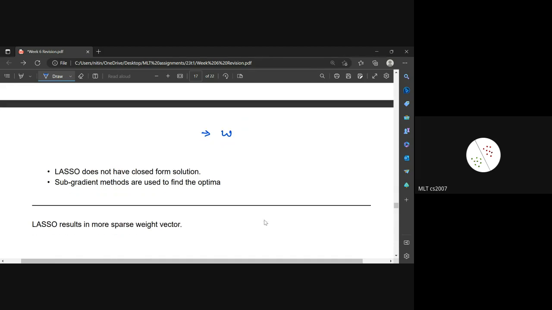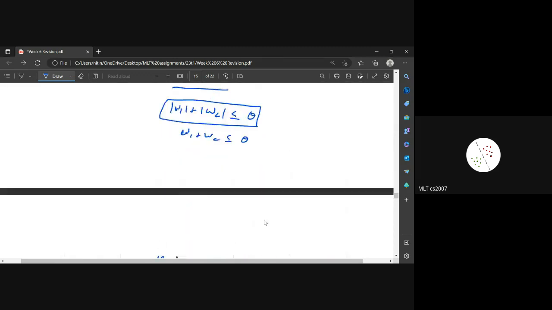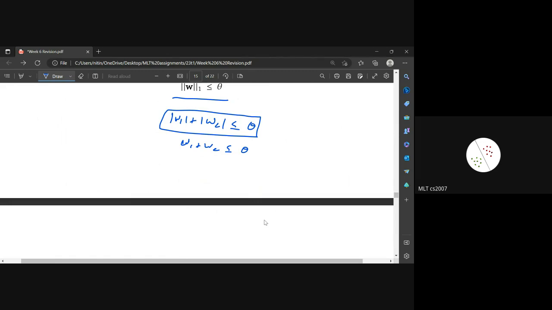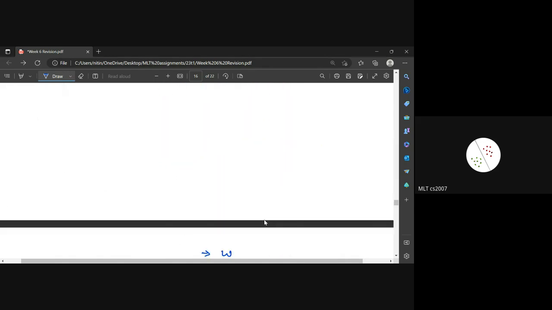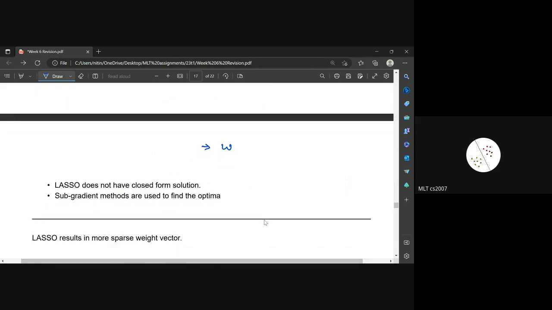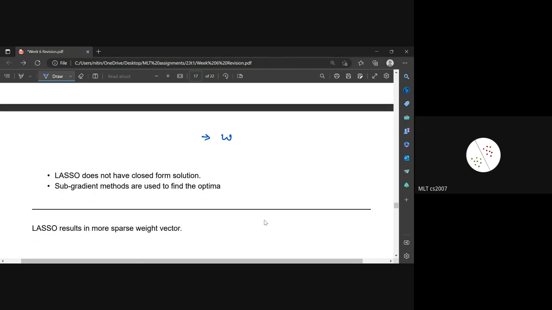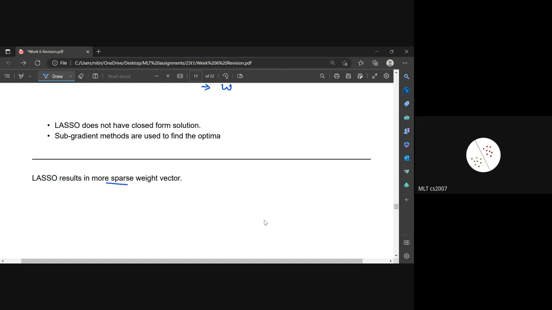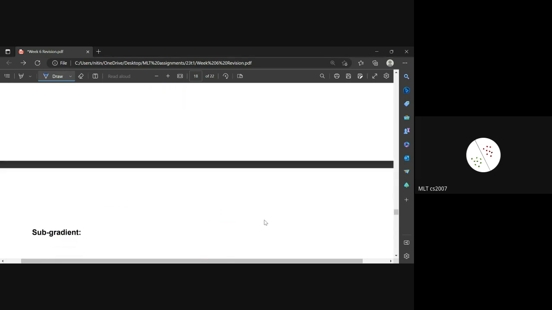What is the use of that? If a weight becomes zero, you have removed that feature from your model; you are not learning that feature at all. That's how you reduce redundancy in the model completely. So lasso helps reduce redundancy, and more sparse means more weights become zero. Again, we have to see how to find lambda. It's the same formulation.